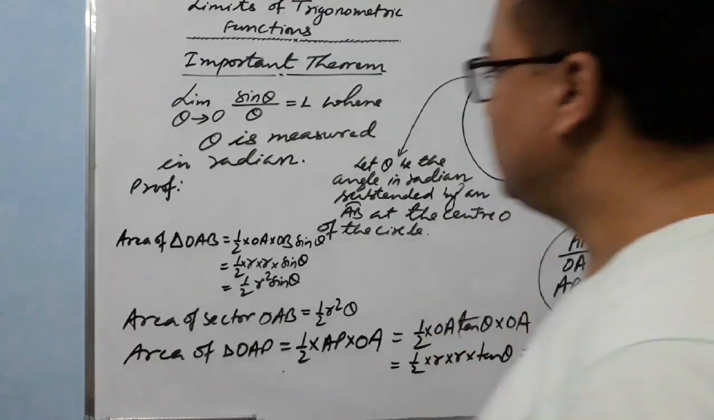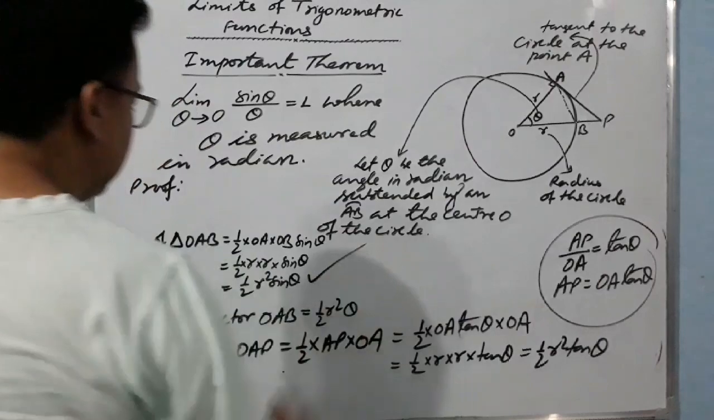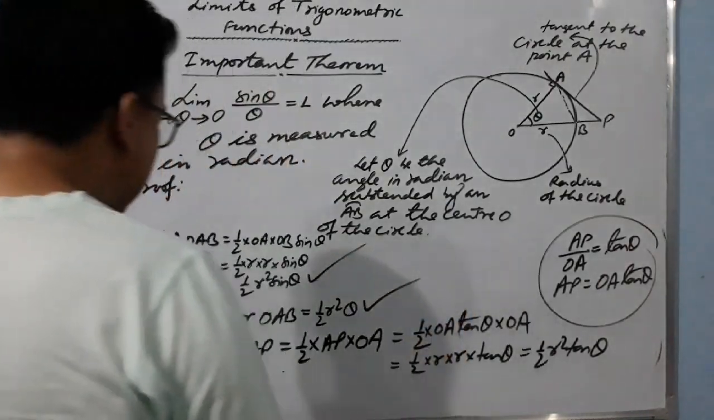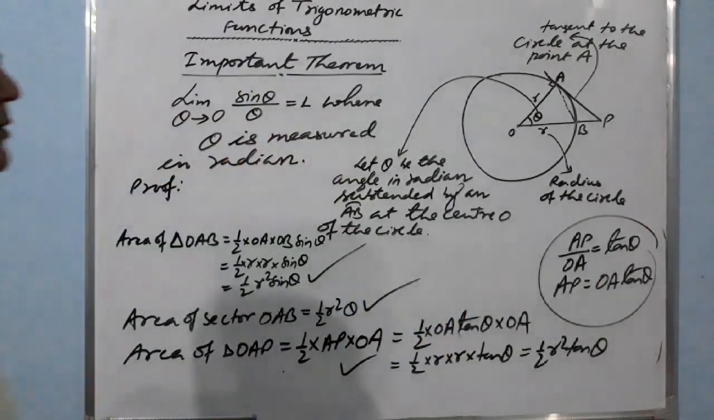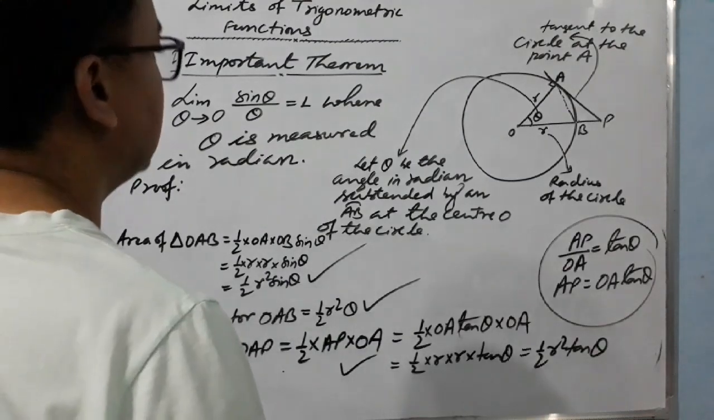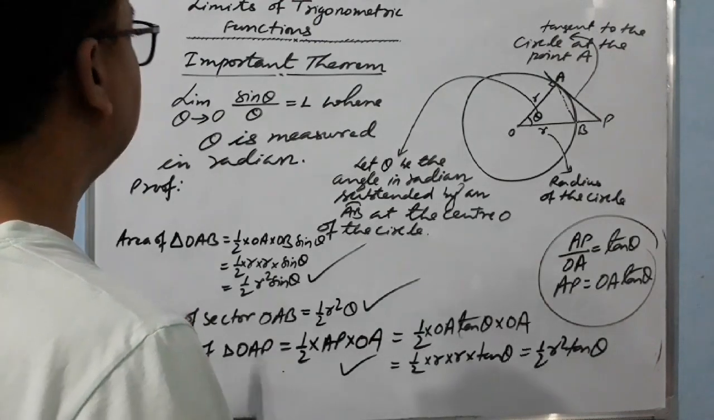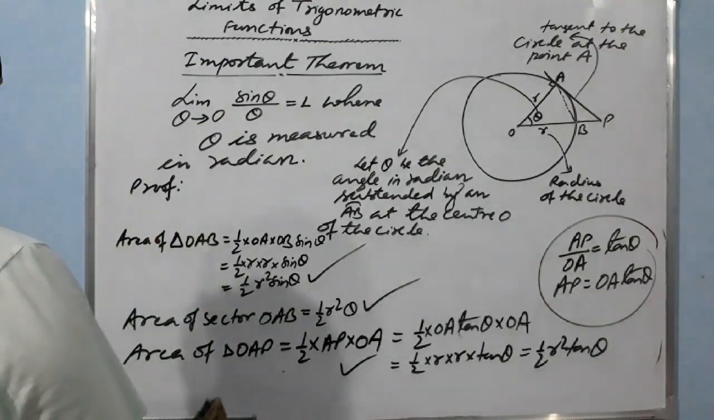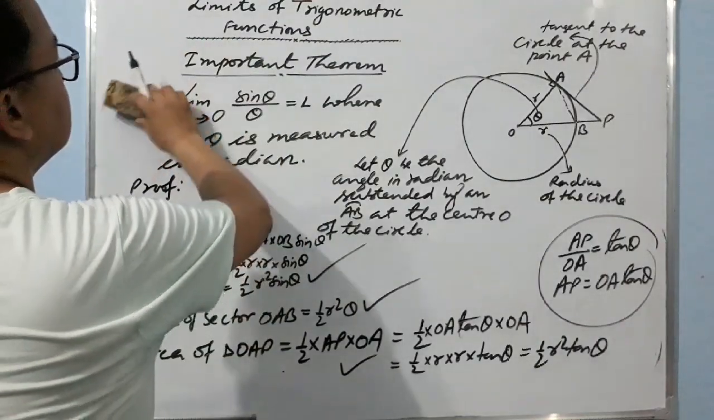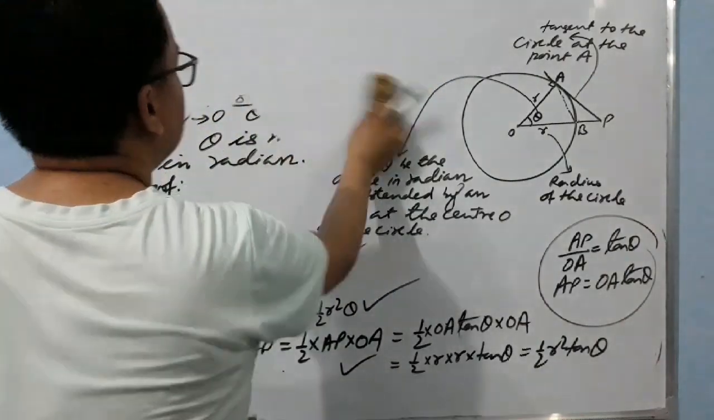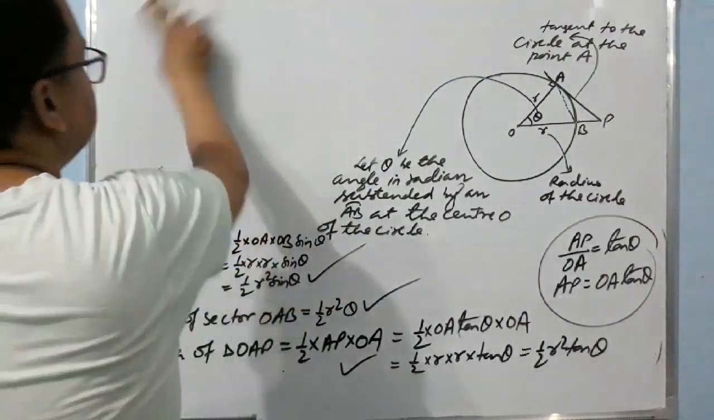Now clear? Area of triangle OAB done, area of sector OAB done, and area of triangle OAP also done. There is no problem; I think everybody understood clearly. Now I need space, so I'm going to remove this portion from here to write down the remaining things.